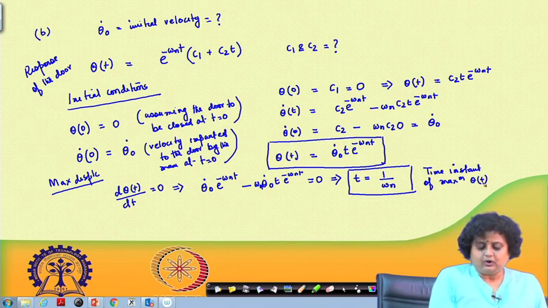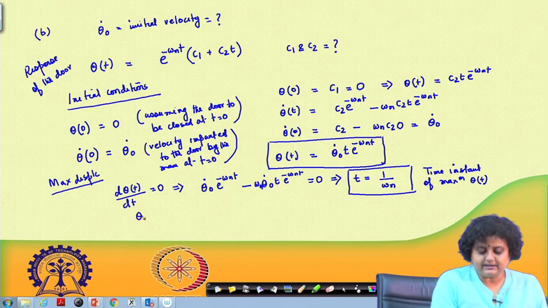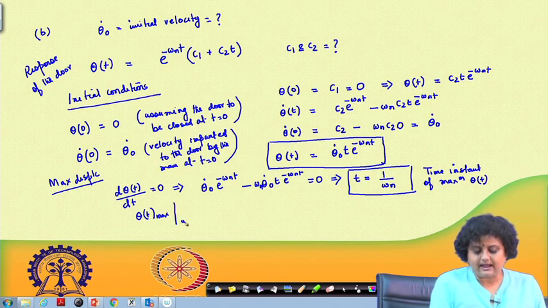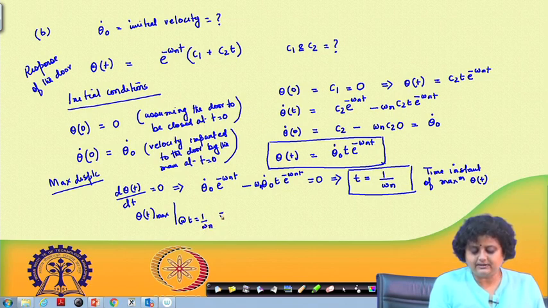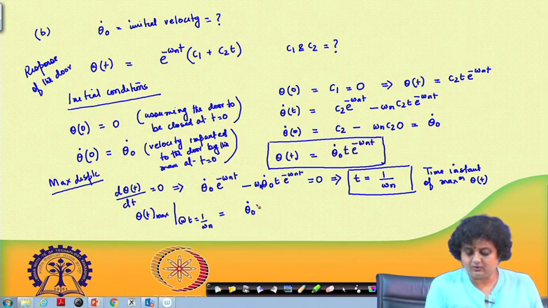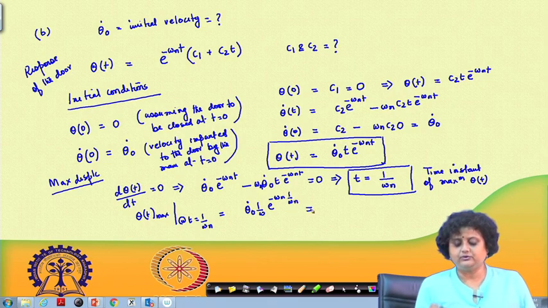Okay. So, let me find out theta t max therefore. Theta t max is going to happen at t equals 1 by omega n. Let me find out the value for that. So, that is going to be theta dot 0, t is 1 by omega n, e to the power minus omega n into 1 by omega n, and that should be equal to 70 degree.